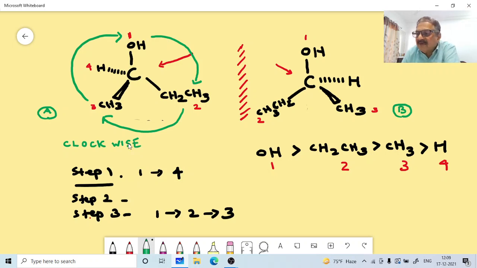The clockwise direction means right side, designated as the R isomer. Here in this case, it will be this enantiomer B. When you are tracing the circle, it will go like this: 1, 2, 2 to 3.